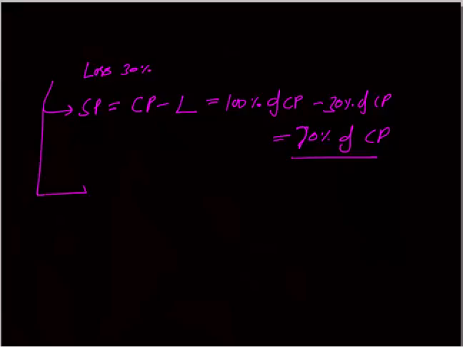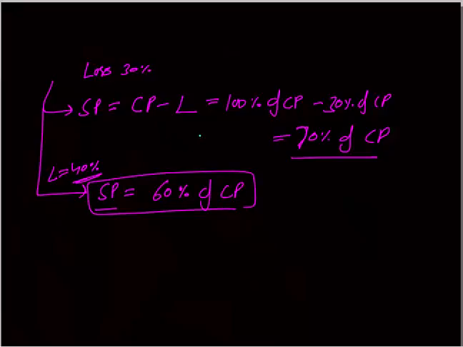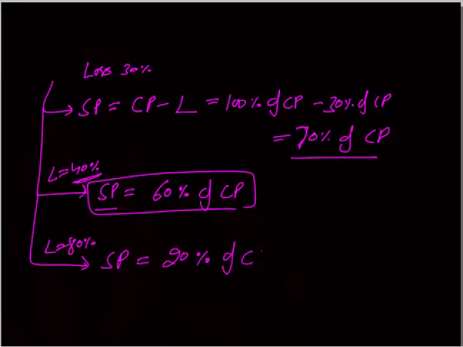Whenever the loss is 40%, the selling price would be straight away 60% of CP, because you are selling at 40% less than cost price. By the same logic as I explained above, 100% minus 40% of cost price is 60% of cost price. Whenever loss is 80%, you are bearing that loss on cost price. So you will sell the product at 20% of cost price, because the initial value of the product was CP. You are bearing the loss of 80% on that, so you will sell at 20% of CP.